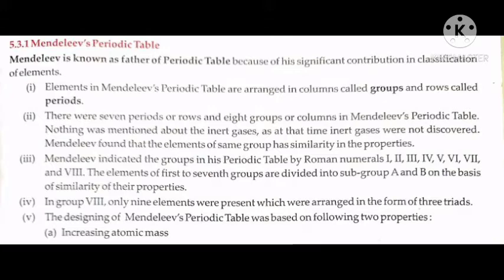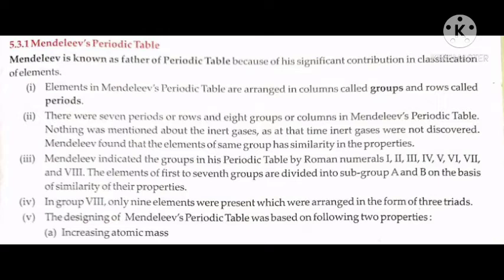Mendeleev found that the elements of the same group have similarity in their properties. Mendeleev indicated the groups in his periodic table by Roman numerals from 1 to 8. The elements of the first to 7th groups are divided into subgroups A and B on the basis of similarity of their properties. In group 8, only 9 elements were present, which were arranged in the form of 3 triads.